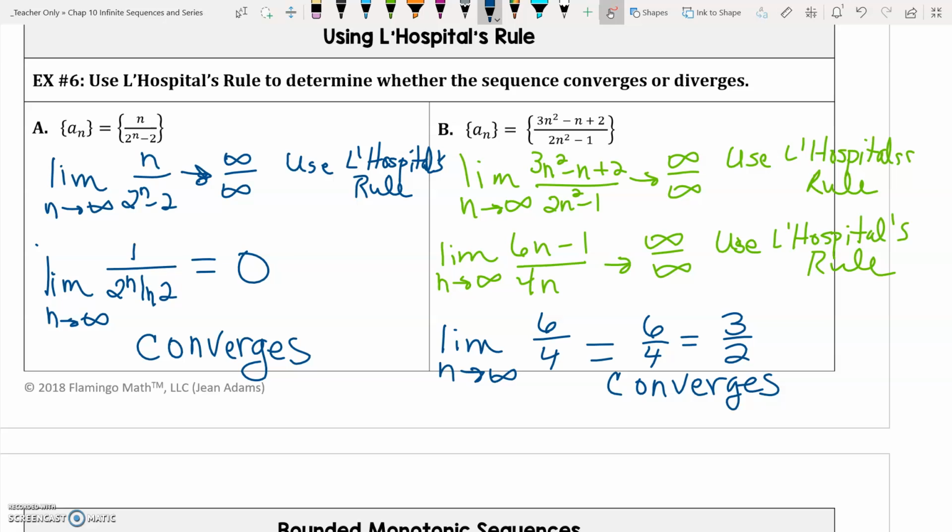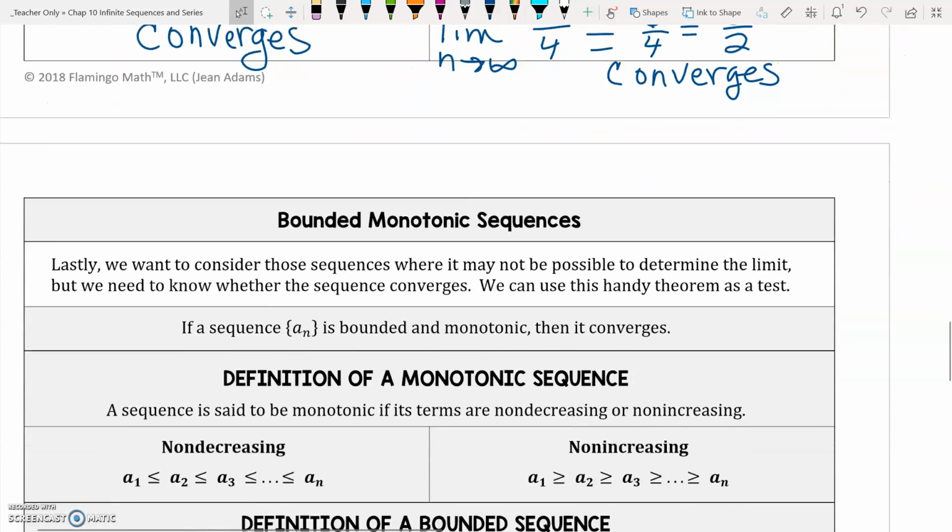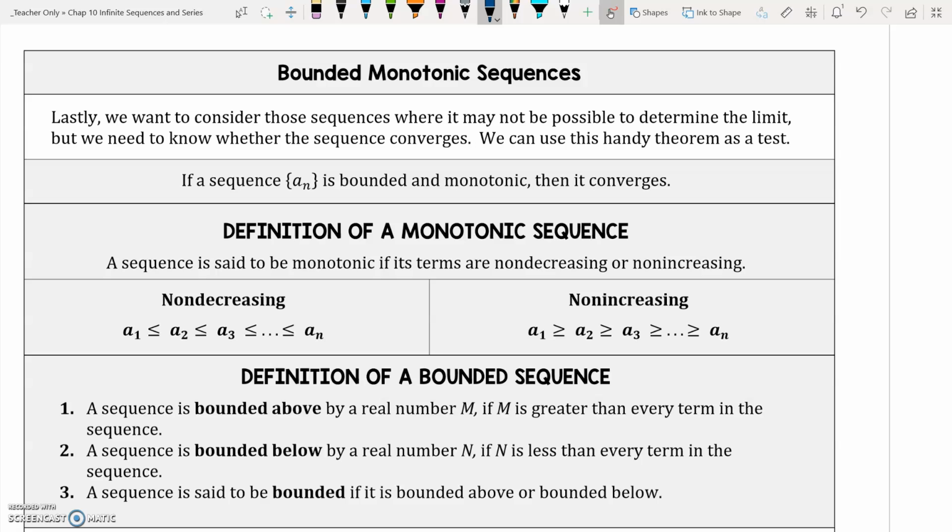Okay, now finally, we're going to talk about a very specific type of convergent sequence, which is a bounded monotonic sequence. So you may not be able to find the actual limit, but you still can tell if it converges. So this is a theorem that can be very helpful. We can say if a sequence a_n is bounded and monotonic, then it converges. So bounded from before means there is a limiting value to the function, but monotonic means that its terms are non-decreasing or non-increasing, not both.